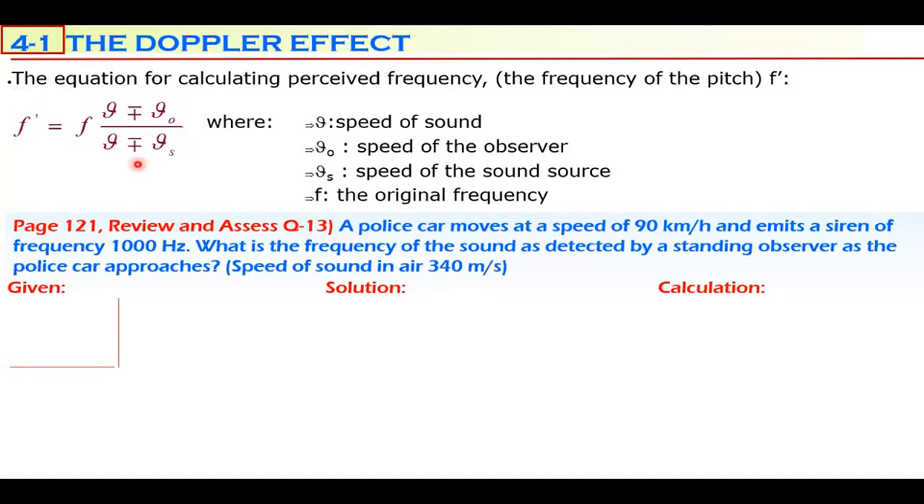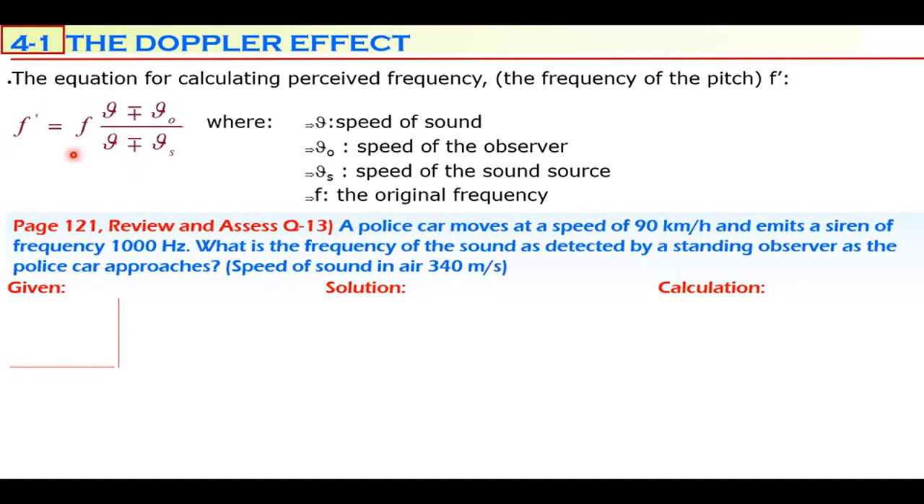How can I make this denominator less? By adding or by subtracting? So you should subtract, of course. If you subtract Vs from V, you can make f prime greater than f. That's why your equation will be written like this: f prime is equal to f multiplied by v divided by v minus vs, in brackets.